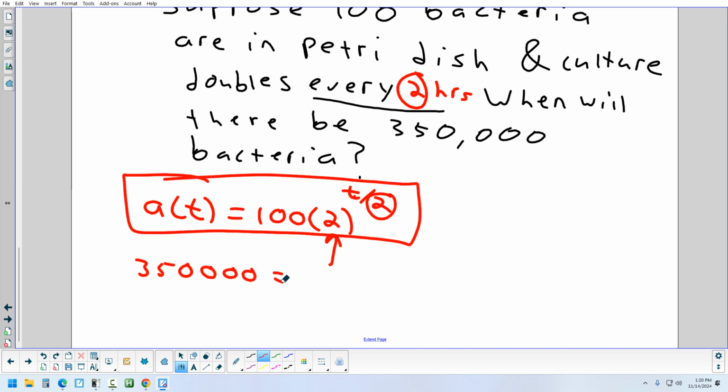If I said to you, how much bacteria will there be in 10 hours? You would put 10 for t. Then you would plug the 10 in for t on the right side. Are we ever going to do one of those? Yes. They seem a lot easier. Yeah, they're a little bit easier. You don't have to graph them. Yeah, I don't like graphing. Okay, so we're going to figure out when we hit 350,000.